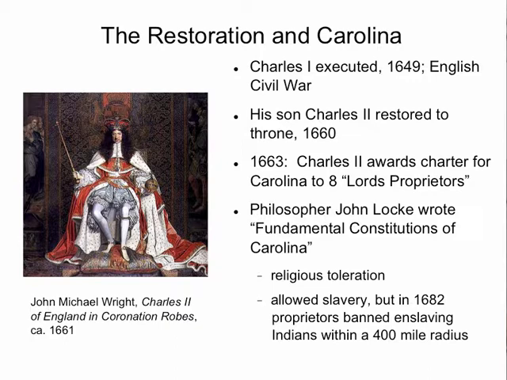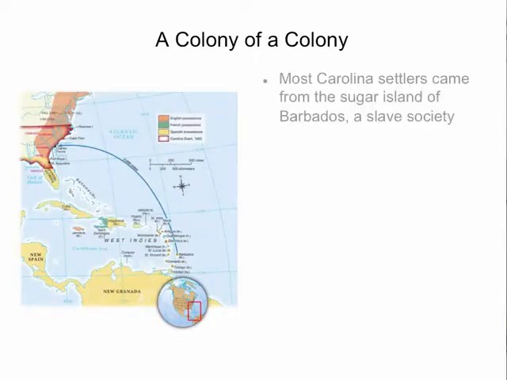But in any case, Locke allowed slavery in the fundamental constitutions of Carolina, but the proprietors wanted to make sure that the colonists had good relationships with the Indians in the region around Carolina. And so in 1682 they made an additional rule saying that the settlers were not allowed to enslave any Indians who lived within 400 miles of the Carolina colony. And by making that rule, they hoped to ensure good relationships with the Indians. However, the settlers of Carolina had other ideas.